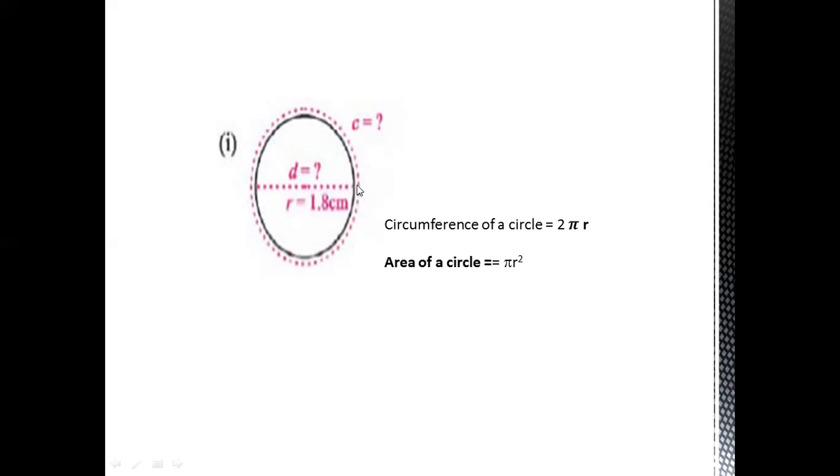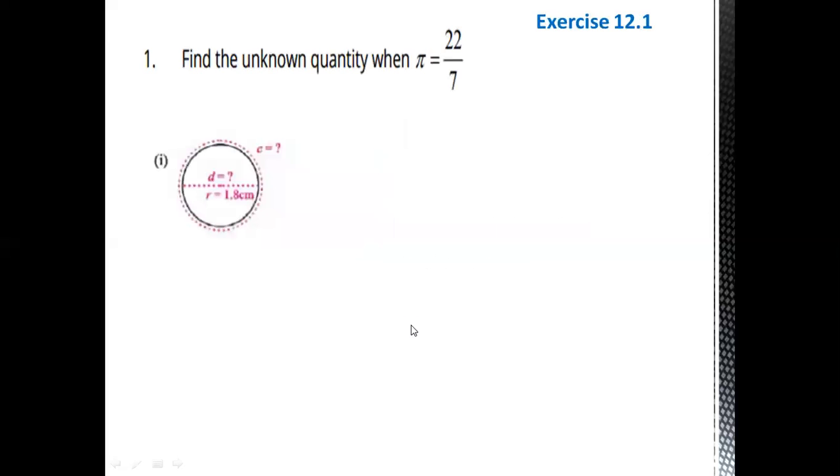Means from center to boundary, this is radius 1. From center to boundary, radius 2. So r1 plus r2 is 2r, that is equal to diameter. And area of a circle is the internal area of the circle, that is pi r square. Means that the radius value square, radius value you multiply 2 times and then multiply with pi. Clear? Now come to the first question, exercise 12.1.